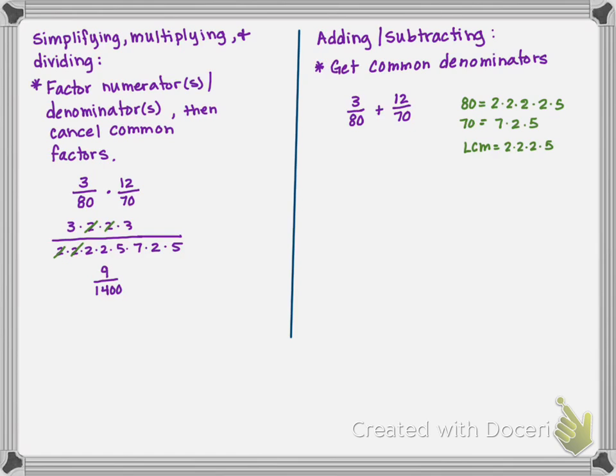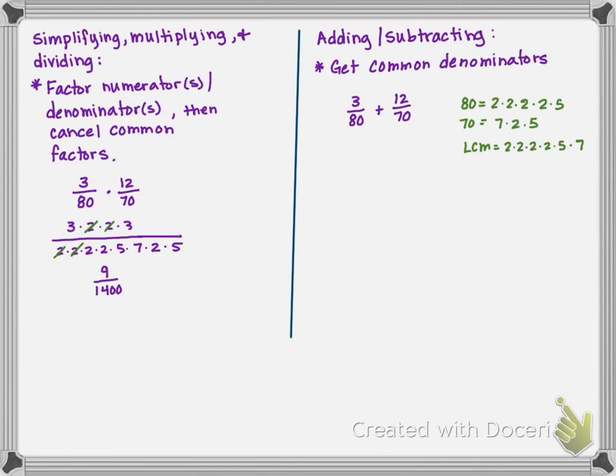Don't you need another 2? Oh, thank you. Bad copying. And then I look at 70 and I ask myself, are there any factors in the factorization of 70 that I don't already have in my LCM? Just a 7, right? And so we need another factor of 7. And that's going to be my LCM.